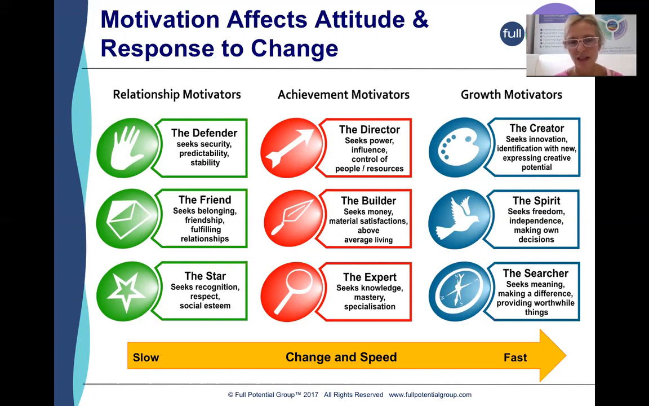What's really interesting is to understand your business and see how many people are really driven by growth, or are driven by achievement. There will be a high propensity of people in a business who've got a director motivator, who like power and influence over people, or who want the commercial benefits of what they do, and come to work to earn money and ideally an above average standard of living. But you'll also have experts who want knowledge and mastery and want to be a real specialist in a particular subject, or a go-to person, and that's what motivates them.